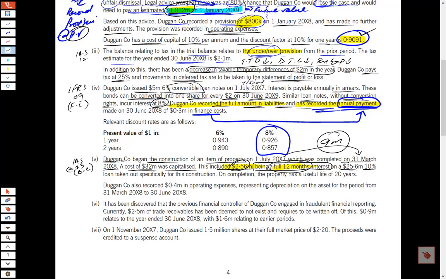This includes 2.56 being a full 12-month interest on a 25.6 million 10% loan taken out specifically for the construction. On completion, the property has a useful life of 20 years.